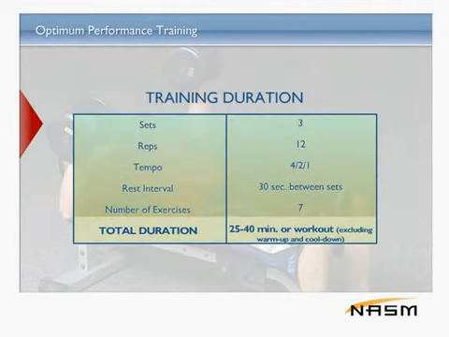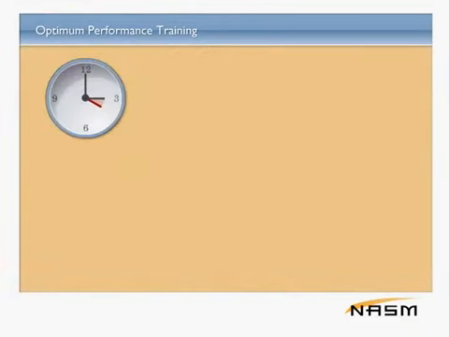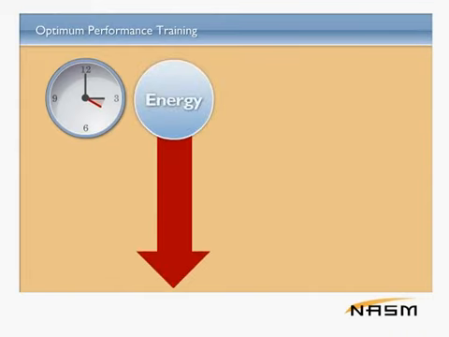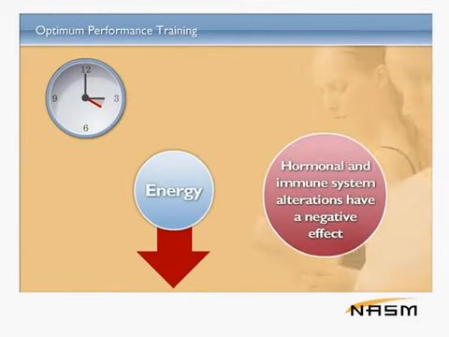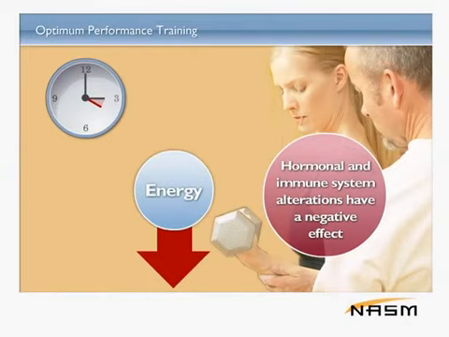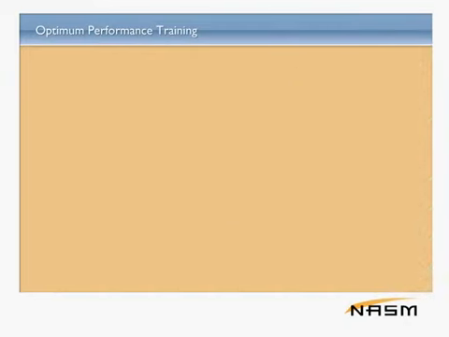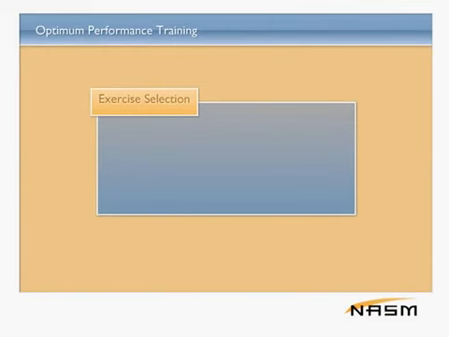For example, if a program included 3 sets of 12 repetitions at a 4-2-1 tempo with 30 seconds between sets, and one performed 7 exercises in the workout, then the total training duration would last 25 to 40 minutes, excluding the warm-up and cool-down. Training programs that exceed 60 to 90 minutes, excluding warm-up and cool-down, are associated with rapidly declining energy levels. This causes alterations in hormonal and immune system responses that can have a negative effect on a training program, or overtraining. Lastly is exercise selection.